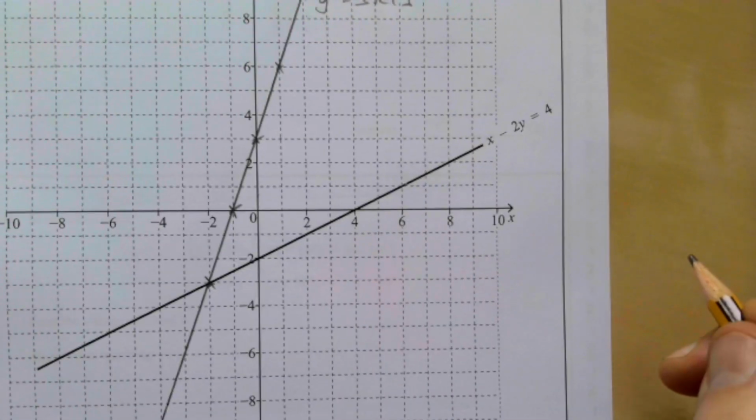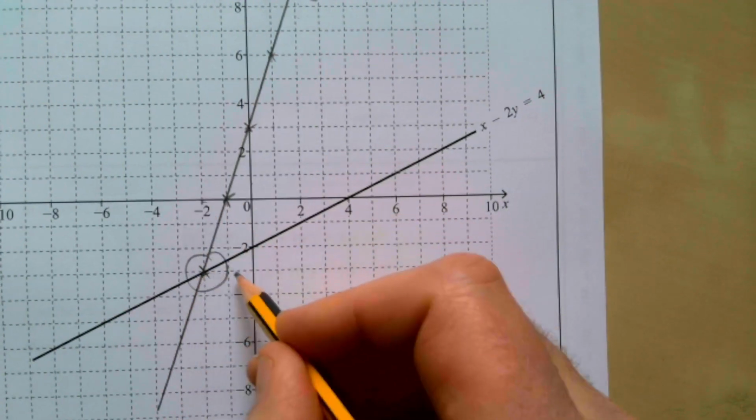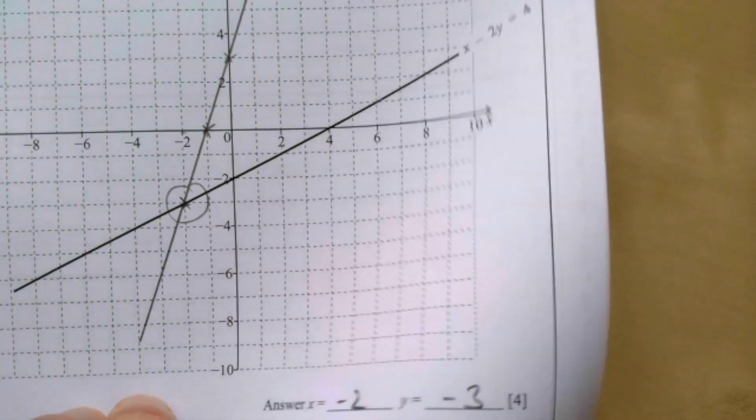We're looking for the coordinates of where they cross, so it's this bit here. The x coordinate is minus 2, and the y coordinate is minus 3. So it's going to be minus 2, minus 3.